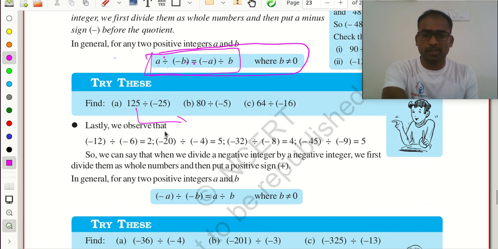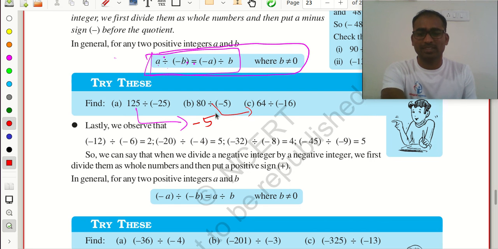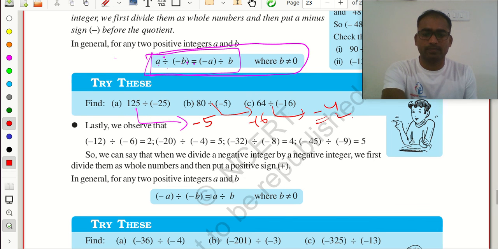Now tell me what is the answer for this. 125 divided by minus 25. Minus 5. 80 divided by minus 5 is how much? Minus 16. 64 divided by minus 16. So minus 4. Clear?